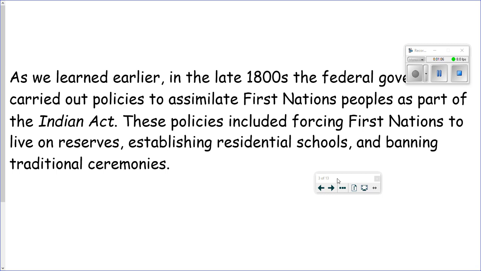As we learned earlier, in the late 1800s, the federal government carried out policies to assimilate First Nations peoples as part of the Indian Act. These policies included forcing First Nations to live on reserves, establishing residential schools, and banning traditional ceremonies.